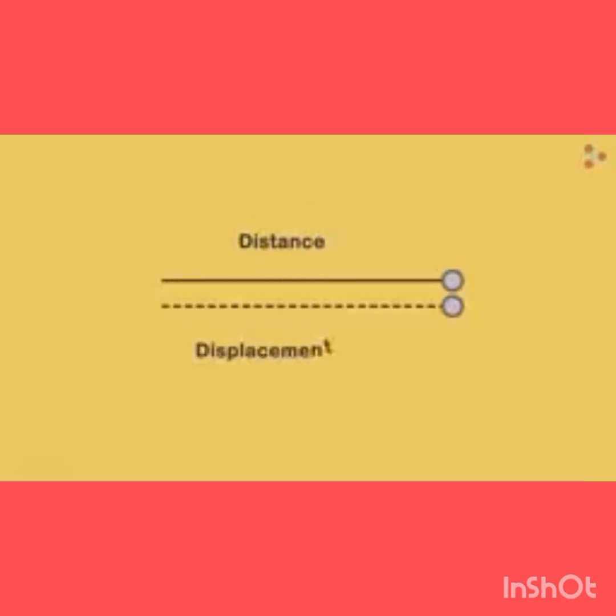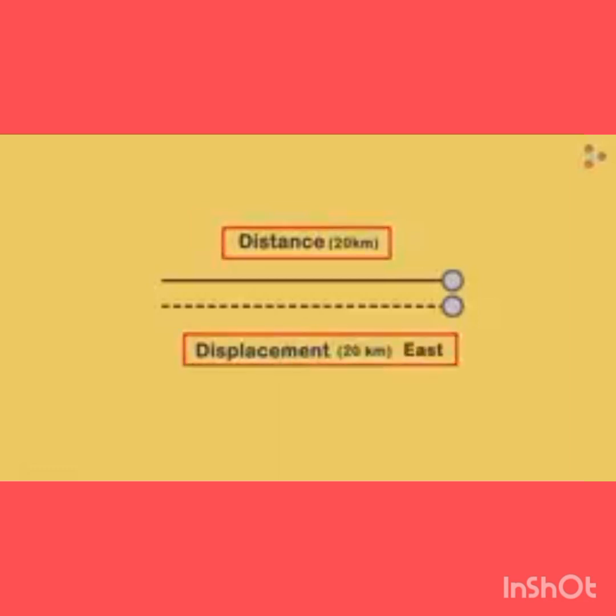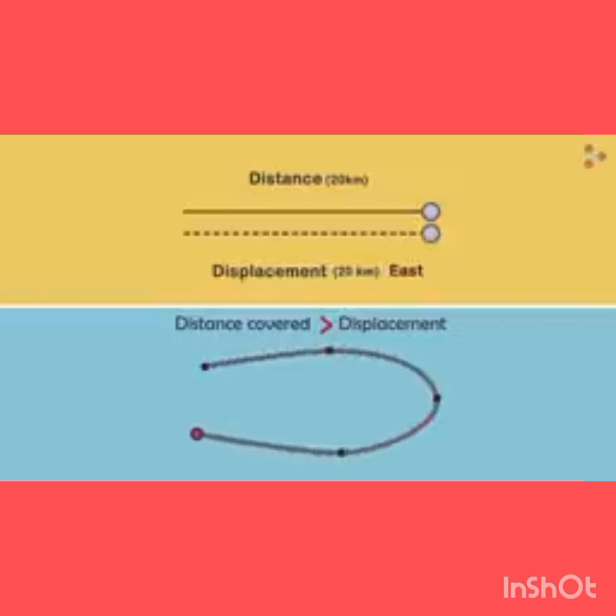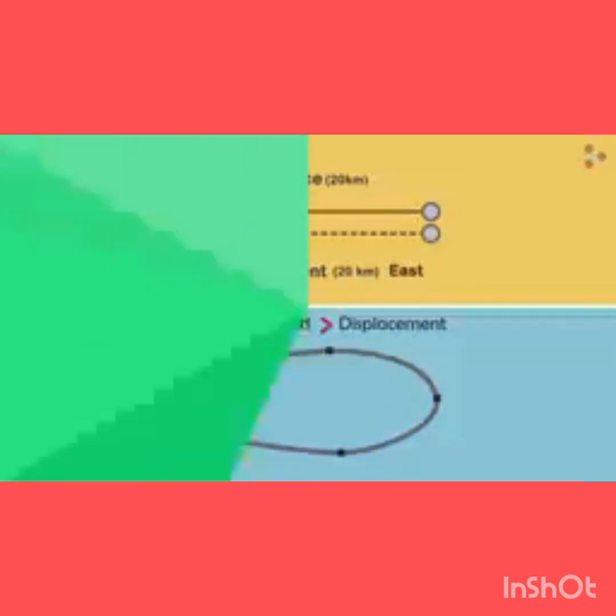Now, if the distance is in a straight line having the same magnitude of 20 kilometers, the distance and displacement can be the same. But in case of displacement, it has a direction. In most cases, the distance is greater than the displacement. Displacement is actually the shortest path covered by a body.